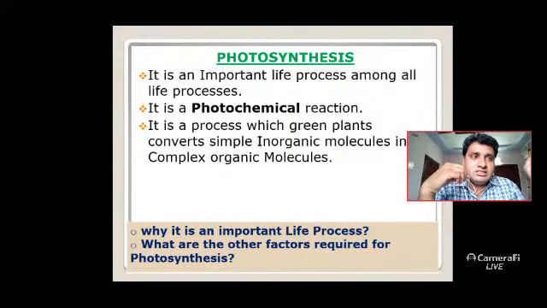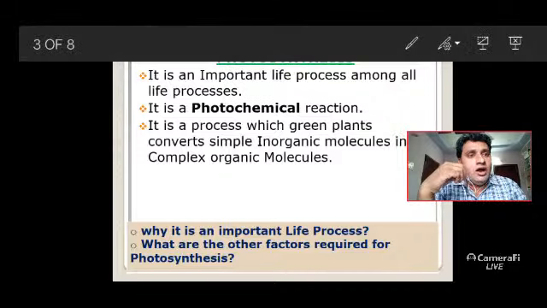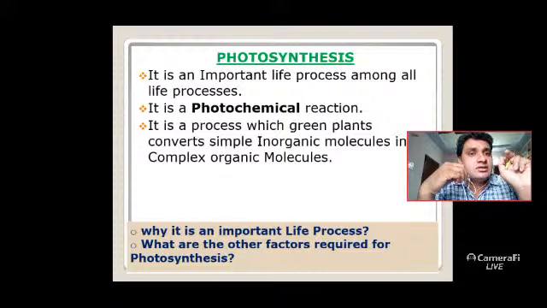C6H12O6 contains carbon, hydrogen and oxygen. That means C6H12O6 is a complex molecule, you can understand. How is this complex molecule prepared by the plant? Yes, plants prepare the food items. That means plants convert simple inorganic molecules into complex organic molecules, which is called the photosynthesis process.